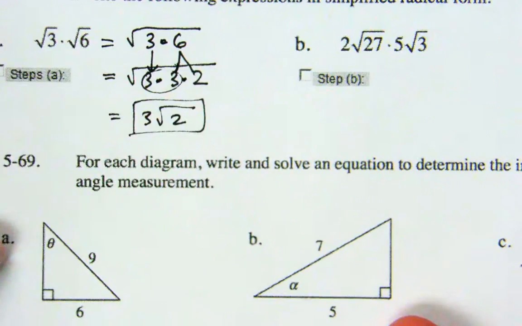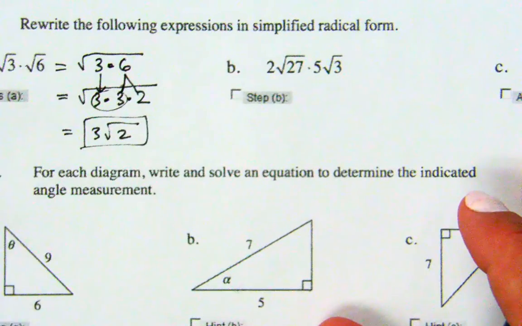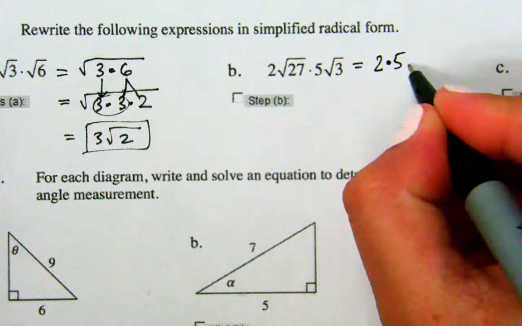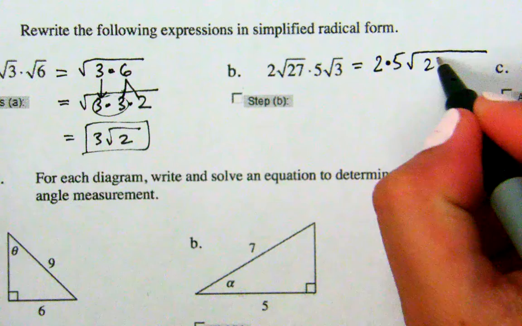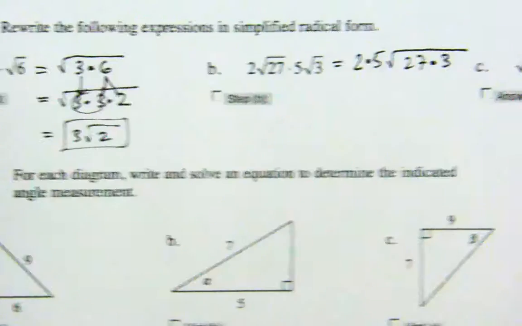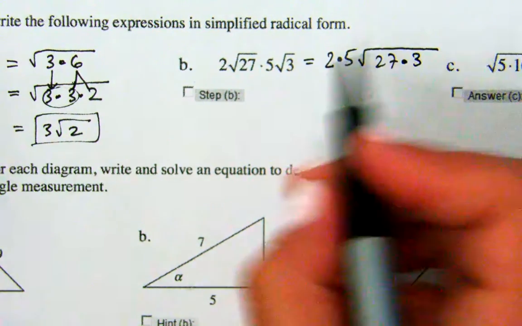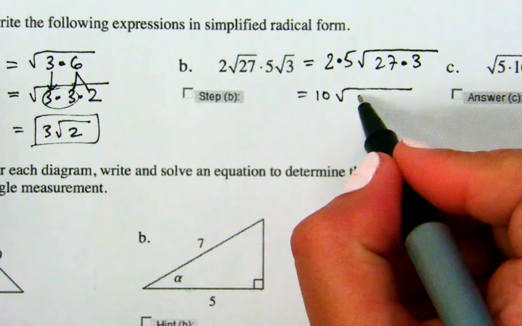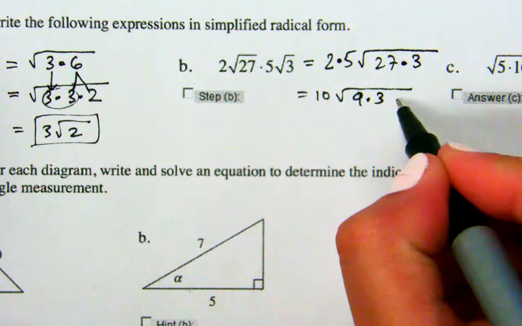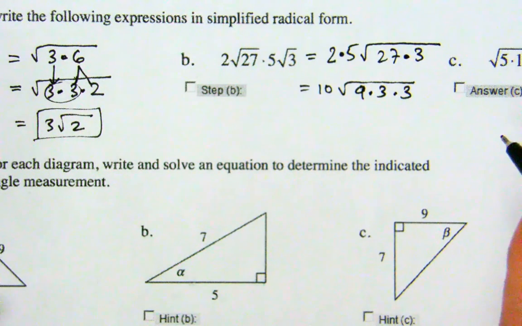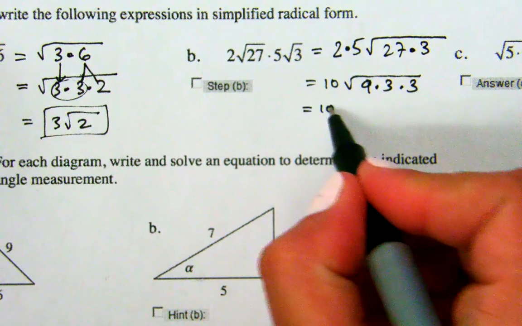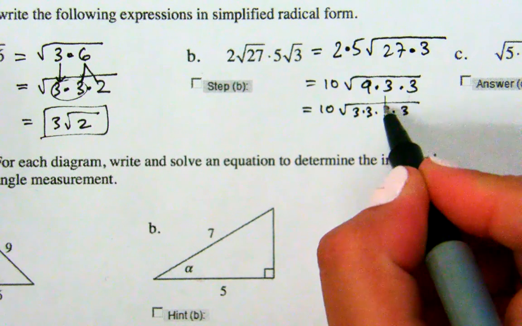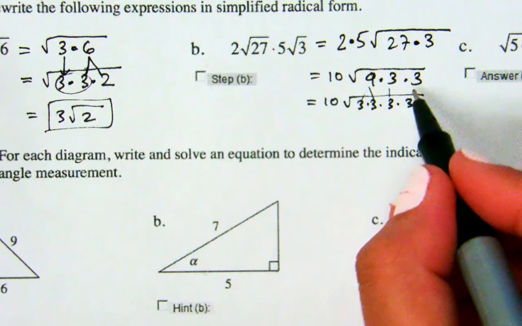Okay. Part B, we can kind of do the same thing again. So this could be 2 times 5, and then the square root of 27 times 3. 2 times 5 is 10, right? The square root of 27 is 9 times 3, and then times 3. And we can break that apart even more. That's 10 times 3 times 3 times 3 times 3, where the 9 breaks down to those two 3s.